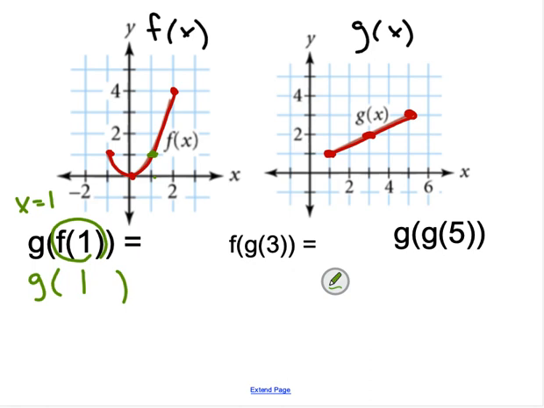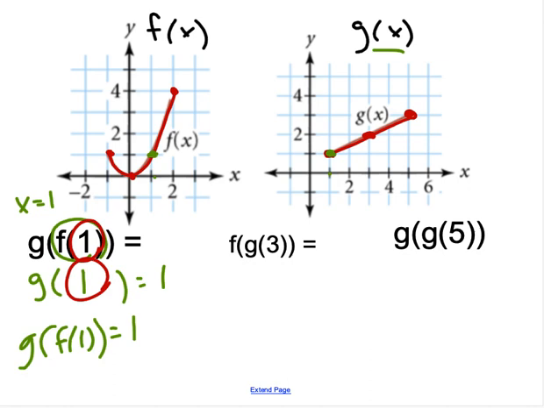Now, that's like our middle answer. Now g of 1 is saying, okay, well, in our graph g of x, so this one right here, when the x value is 1, what's y? Oh, it's 1. So g of f of 1 equals 1. This was the first number, and then that was the in-between number to get our final answer of 1.